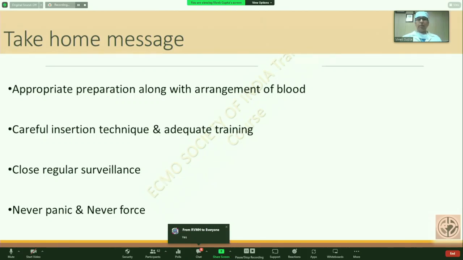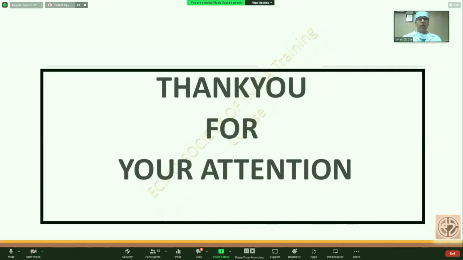What is important? Never panic, never force. If you force, there is more risk of vascular injury. So remember, when you need some force for placing the cannula, it means there is some issue, and reconfirm it before you insert the cannula. Thank you very much. If you have any question, I'll be happy to answer.